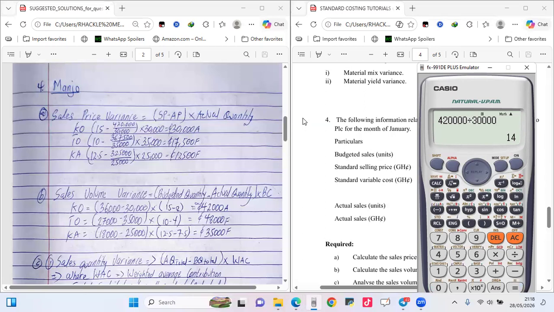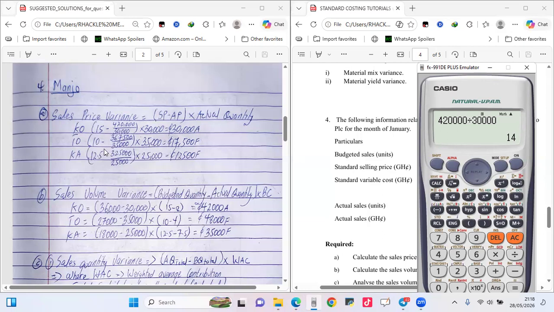And we have 14. Now, to calculate the variance, standard price minus the actual price times the actual quantity. For KO, they sold 30,000. 15 minus 14 here is going to give you 1. 1 times 30,000 is going to give you 30,000 adverse. Why adverse? Because when it's revenue and the actual is less than the standard, it's an unfavorable situation. That's why it's adverse.